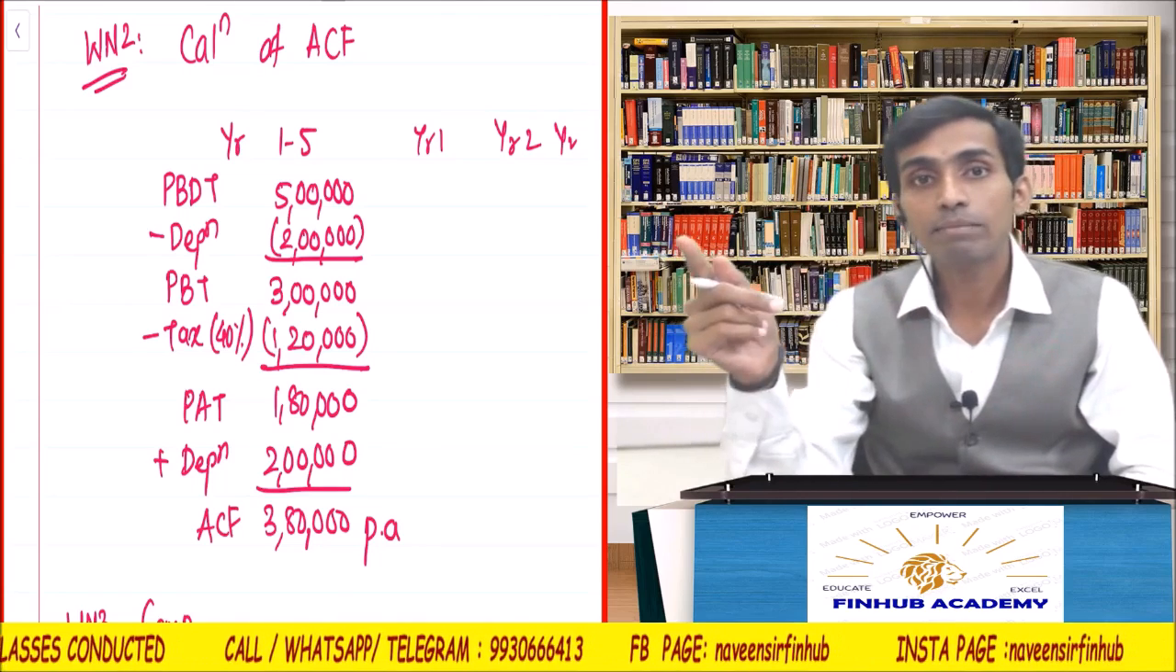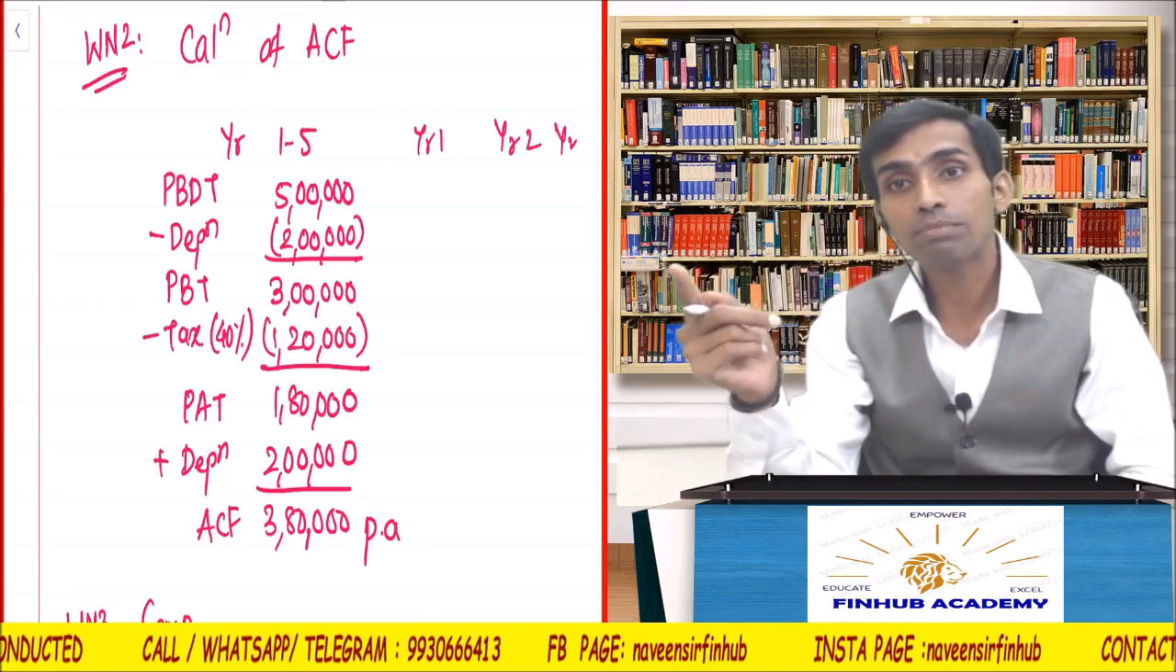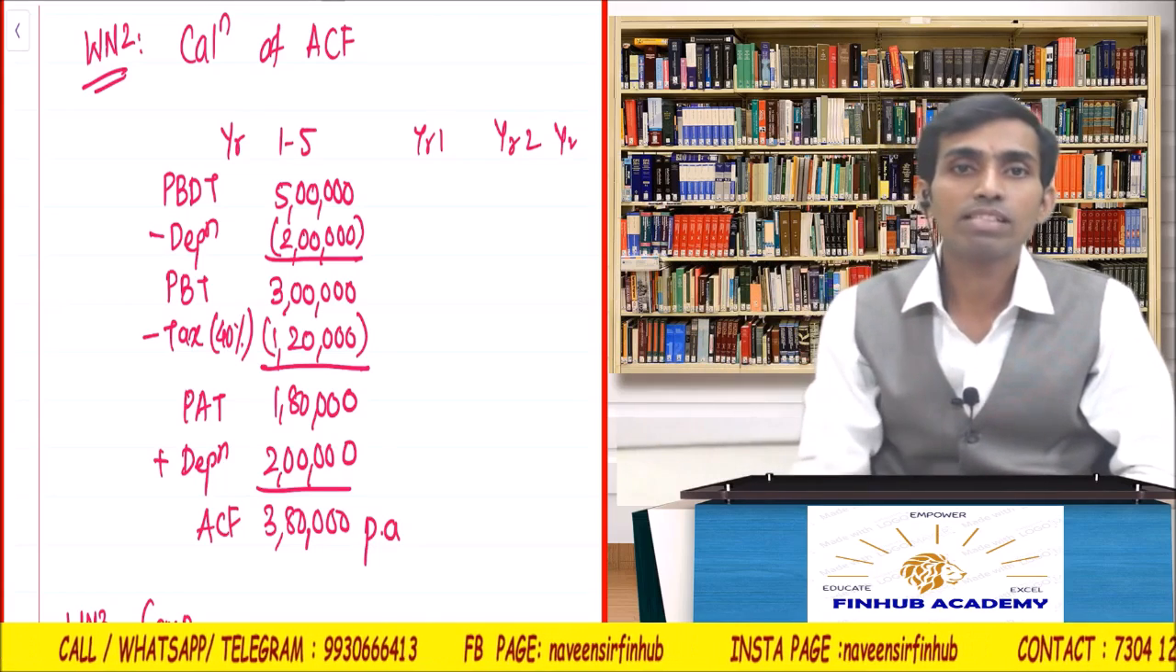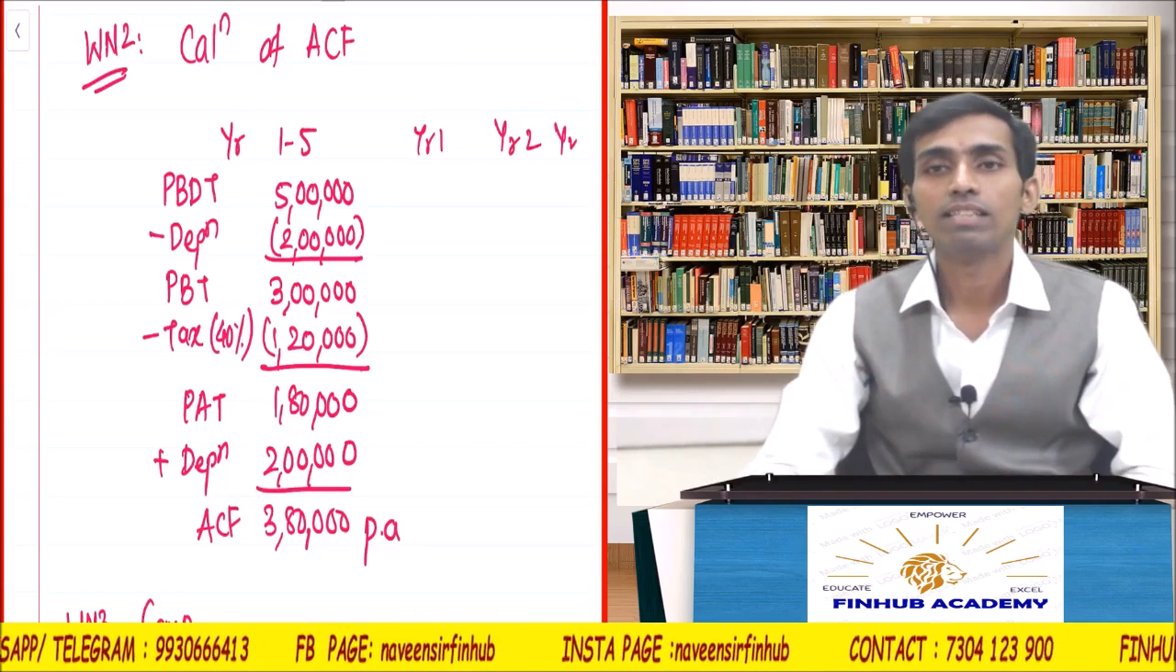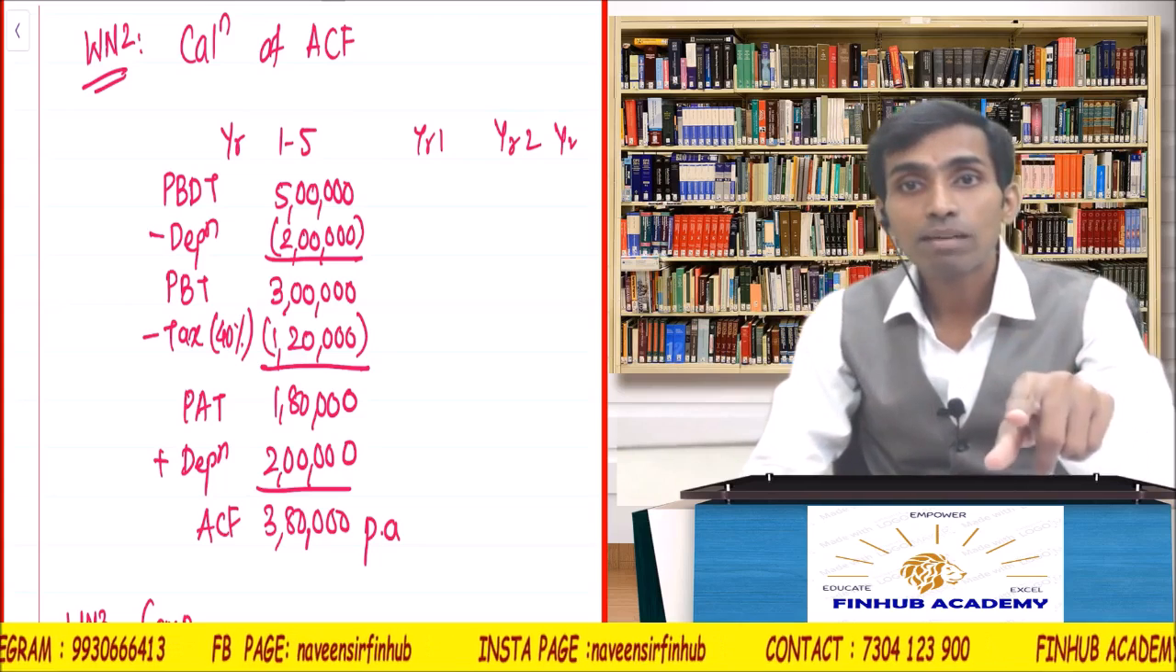Acha, PBDT is the same. Depreciation is straight line, which means every year's depreciation is the same. No need to do it 5 times. You can do it by the vertical method. I call this the vertical method. Is that clear? Same sum, same sum.